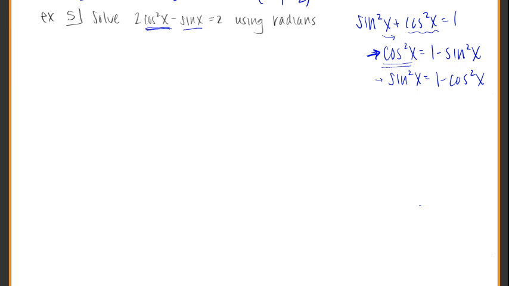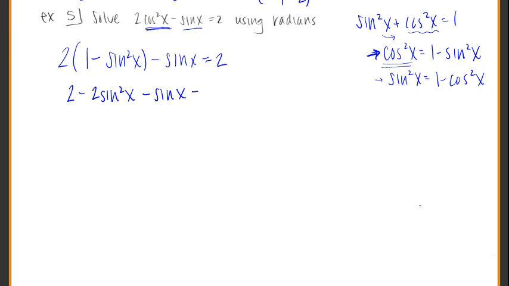Okay? So this front term is 2 times cosine squared, so I'm going to write 2 times its replacement, which is 1 minus sine squared x. And then I just have that minus sine x equals 2. Finishing this out, we've got 2 minus 2 sine squared x minus sine x equals 2.